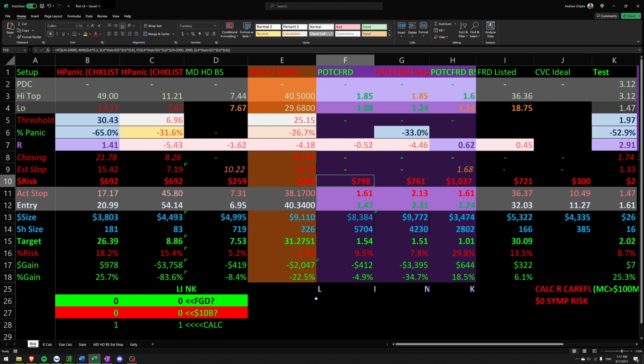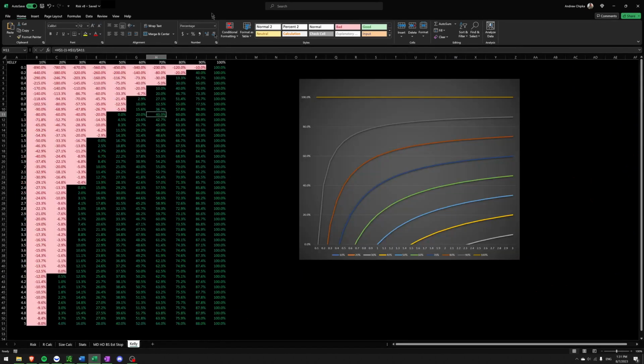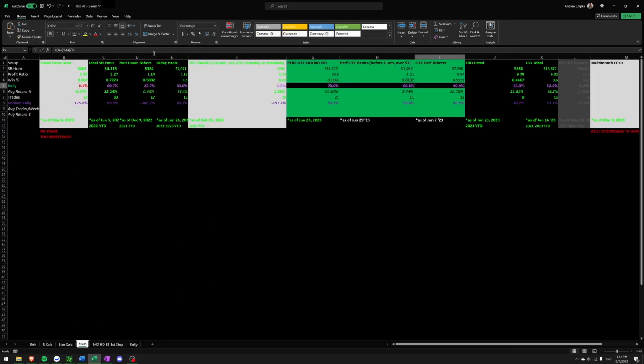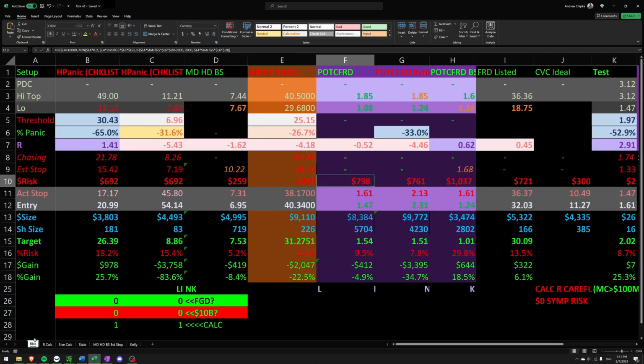And depending on whether I have a gain or loss for the week, I scale up or down. So my win percentage will change, and then my profit ratio will change too. So I just scale it up and down as it goes. And there's also a seasonality factor, seasonality on top of that.